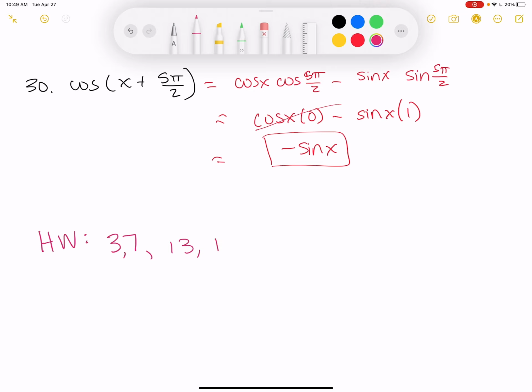This actually makes sense. So cosine of x equals 0 and sine of x equals 1. How do we get 1 for that? The sine of 5 pi over 2 is equal to 1, because it's at the same place as pi over 2 on the unit circle. Oh, okay.